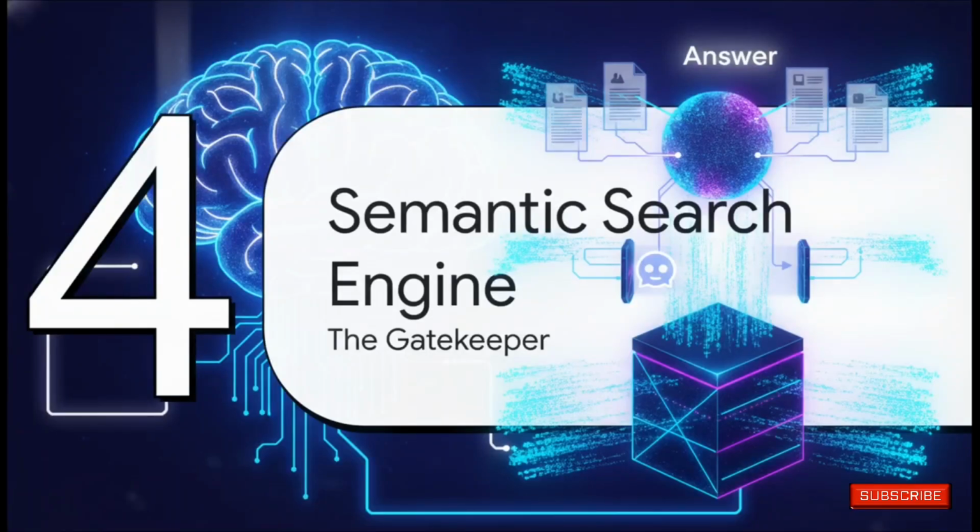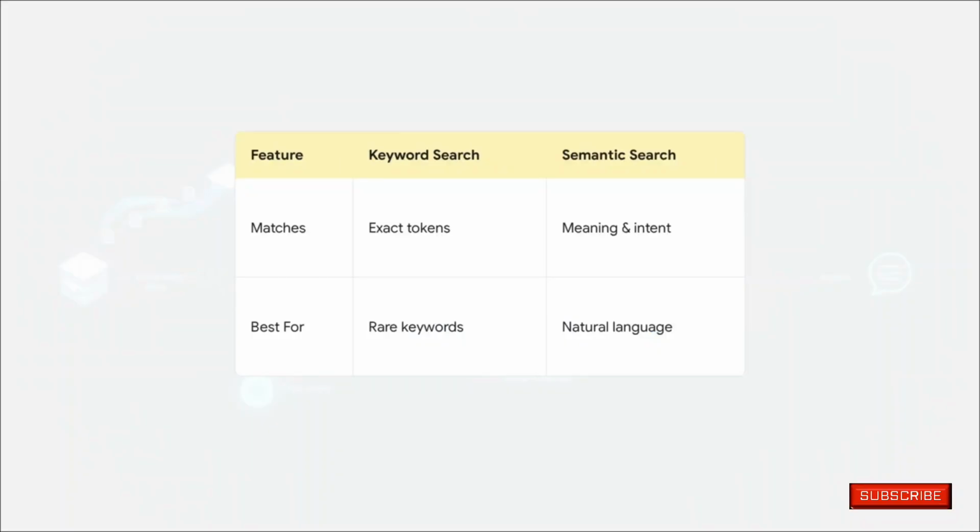And that brings us to Section 4, the semantic search engine. This acts as the ultimate gatekeeper. In a RAG system, this retrieval engine strictly controls exactly what the generator LLM is allowed to see. Simply put, if retrieval fails, generation fails. As an AI developer, you've got to choose your retrieval method super carefully.